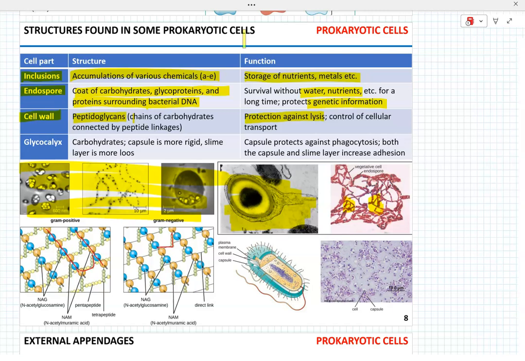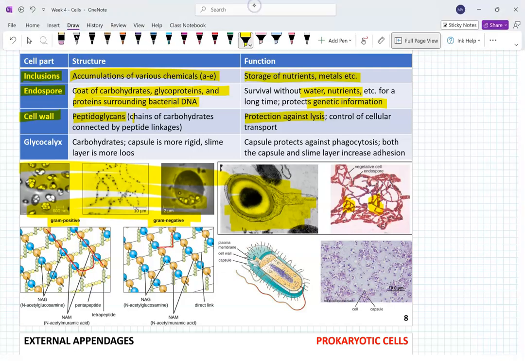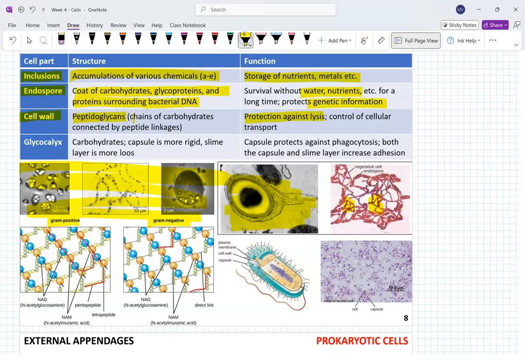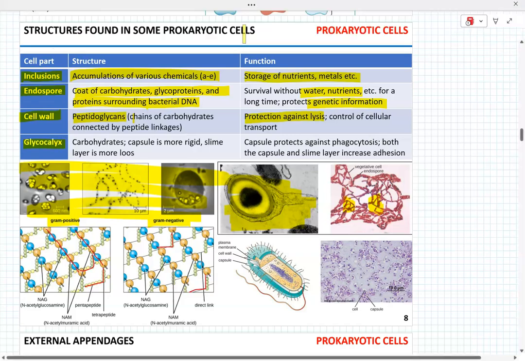In prokaryotes, especially in bacteria, cells can be divided into gram-positive and gram-negative based on the structure of the cell wall, and you can see on these images that predominantly the structure of peptide linkages is different between gram-positive and gram-negative bacteria. Finally, some cells have glycocalyx, which is the layer of carbohydrates outside of the cell wall.